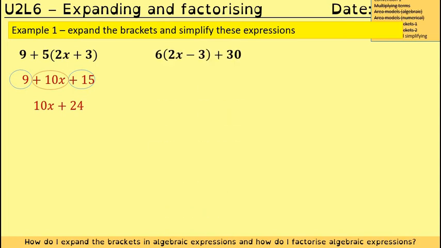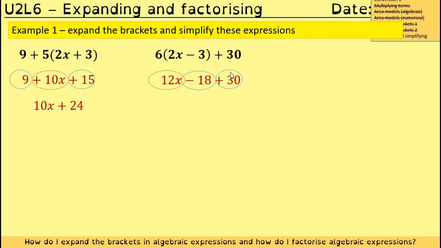In our next example, we have 6 multiplied by 2x minus 3, add 30. So we must do our multiplication before we complete this addition at the end. So that gives me 12x take away 18 plus 30. And I'm then going to collect the like terms, and I can see that the like terms are negative 18 and positive 30, but 12x is not like terms with those. So positive 30 take away 18.